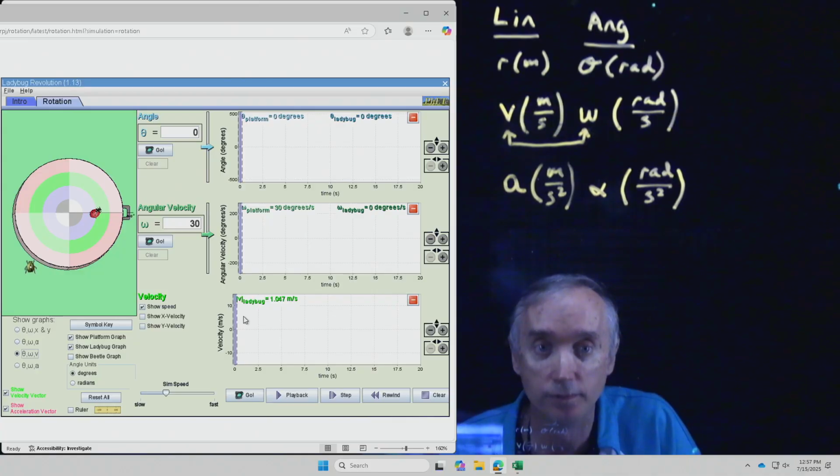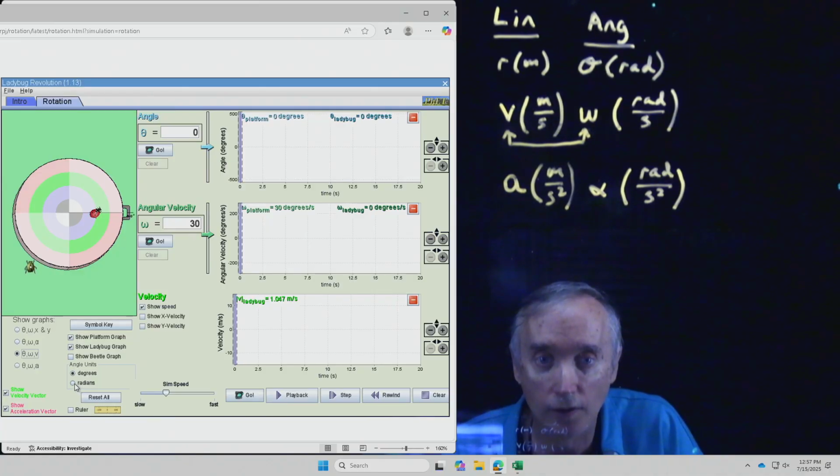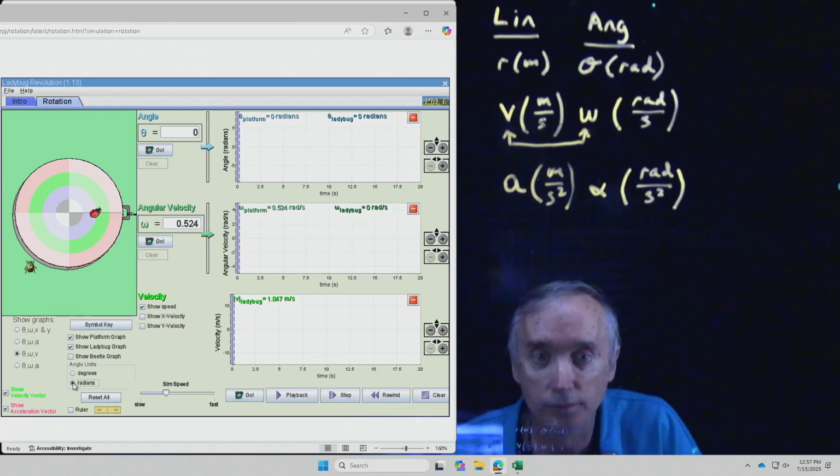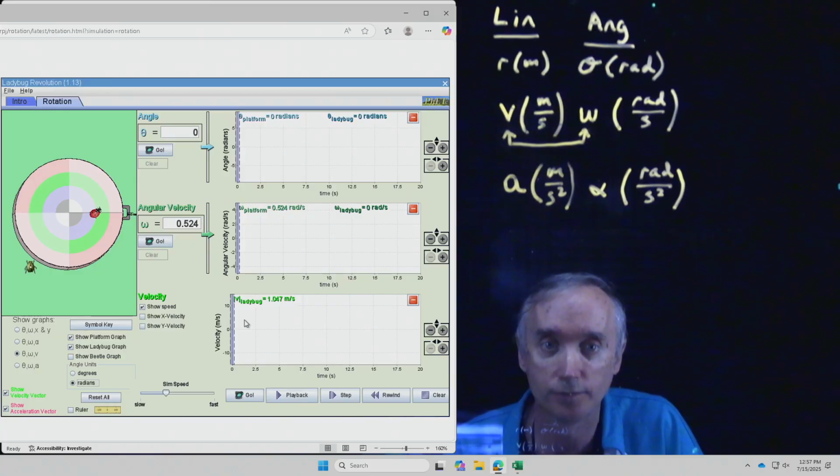linear speed is. So let me go ahead and click on the angle in radians here. Okay, so it changed this number. So this is angular speed in radians per second, and then this is going to be the linear speed in meters per second. Now notice where the ladybug is at.